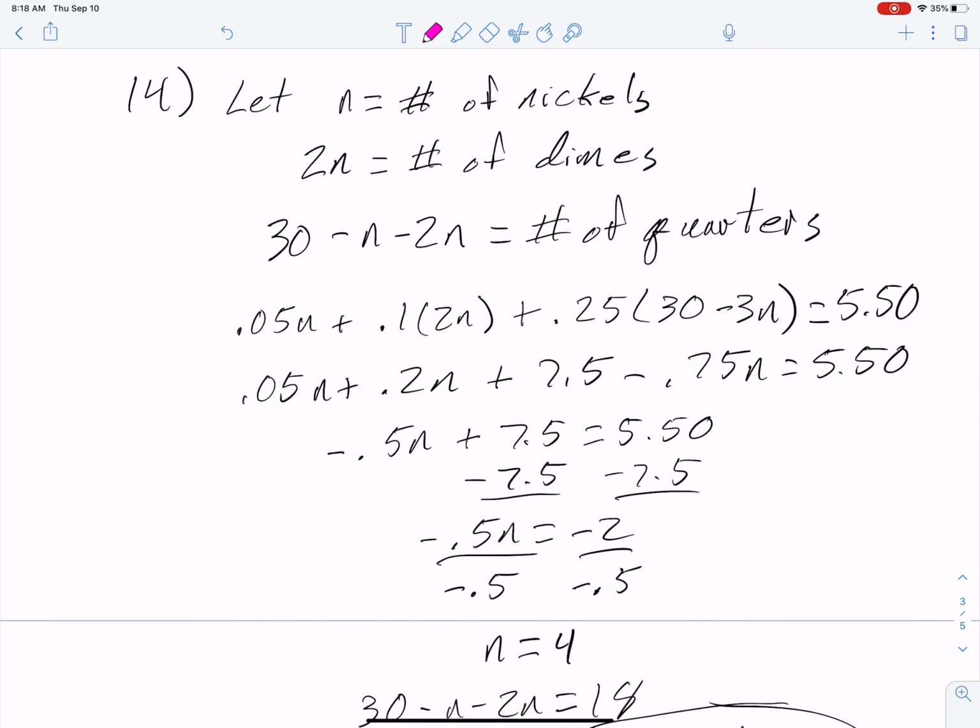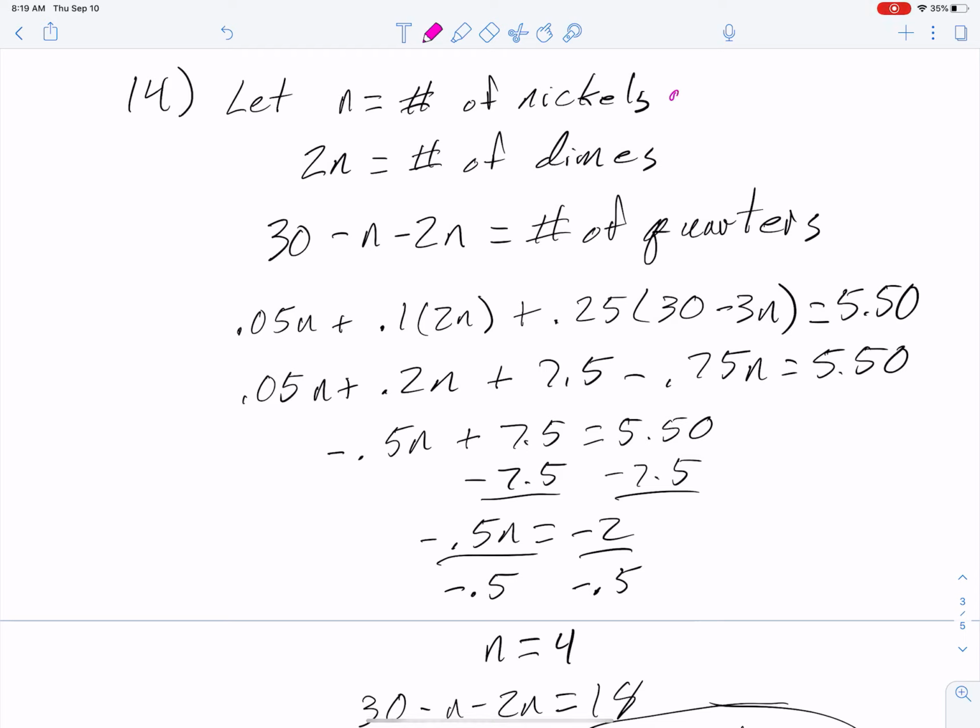14 is another coin problem. A collection of 30 coins worth $5.50 consists of nickels, dimes, and quarters. There are twice as many dimes as nickels. How many quarters are there? It seems like as you read that problem, they don't give us any information about the quarters, but they've given us enough information because they tell us how many coins there are total.